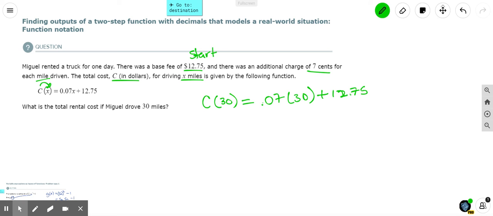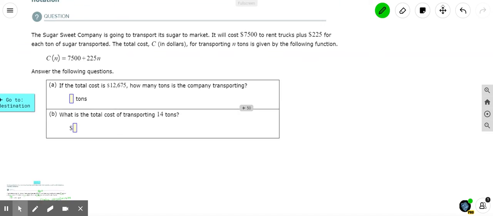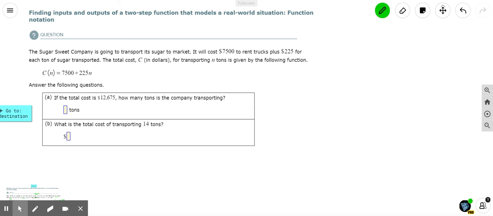It's 14.85. So to drive 30 miles, it costs $14.85. I hope I remembered that right, but if I didn't, whatever. So the idea is you're just plugging it in. That's all. I believe the next problem is very much like that. This is the last one for this particular section.